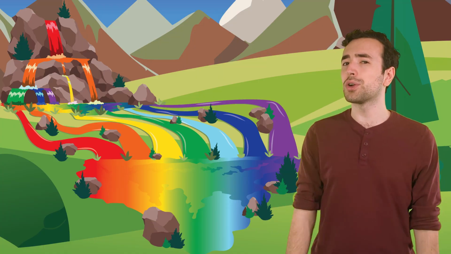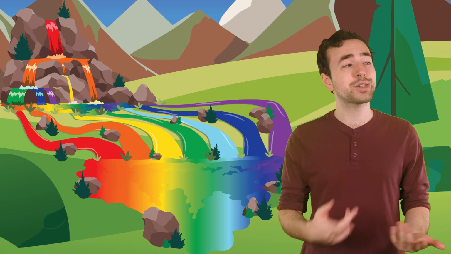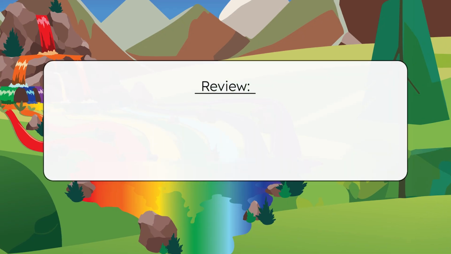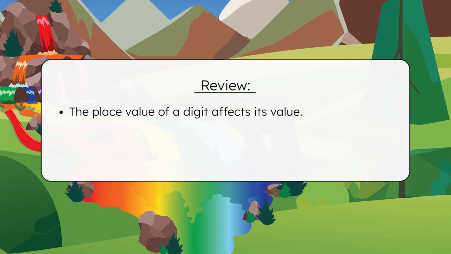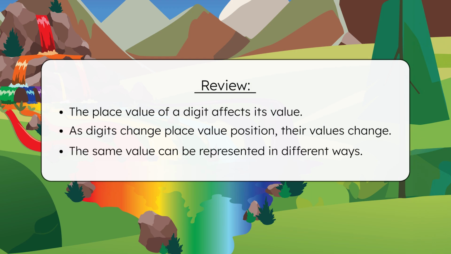So, what have we learned today, besides the fact that numbers can change and rearrange, just like the currents of a waterfall? Well, now you know that the place value of a digit affects its value. You also know that as digits change place value position, their values change. Finally, you know that the same value can be represented in different ways.